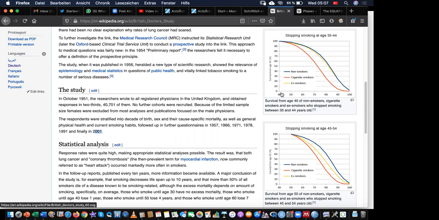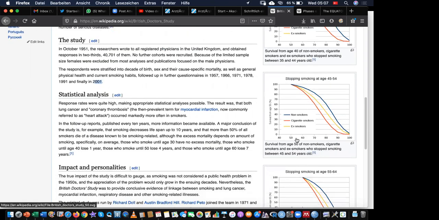If he stops smoking at age 40, he'll become the yellow line. You see, the yellow line is almost equal to the non-smokers. But if he stops smoking after 50, in this figure, these are the smokers who stop smoking after 45. After 50 or 45, there is not that much benefit. You see, there is a visible difference between the yellow line and the blue or black line. There is much more difference.